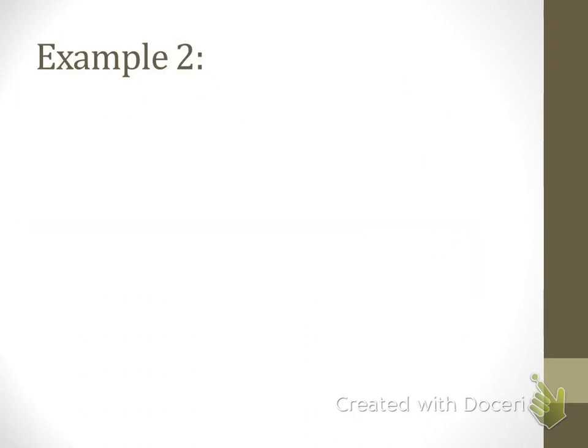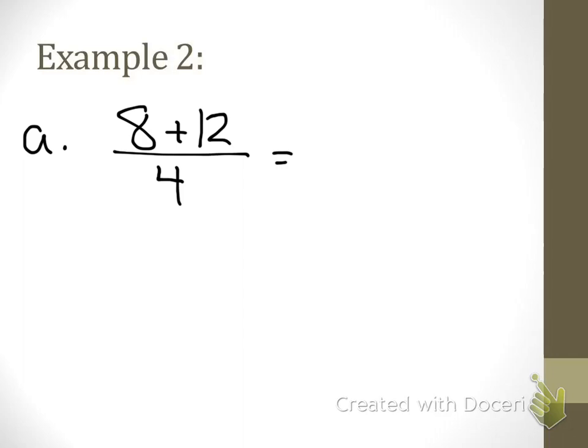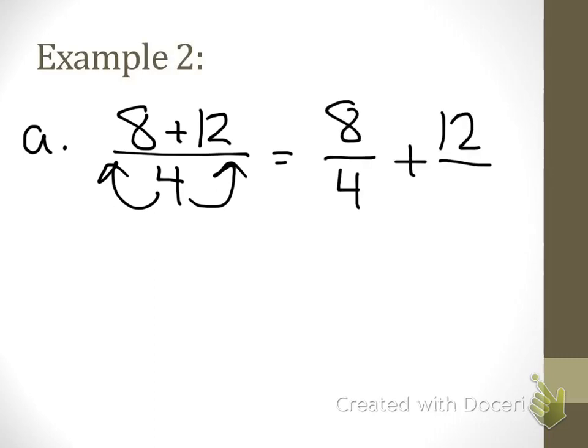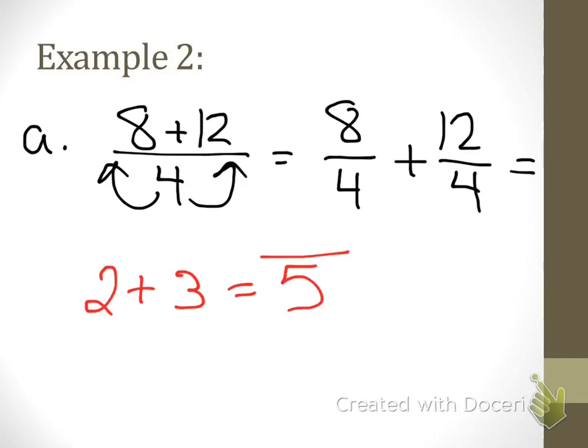Now, in example 2, we're simplifying a few of these. We have 8 plus 12 divided by 4. Now, the first step that I want to see on your homework is that you break up this fraction into two separate fractions. So you take this same denominator, but now you're going to break it up into each part of this fraction. So you have 8 over 4 plus 12 over 4. Well, 8 divided by 4 is 2, and 12 divided by 4 is 3, so 2 plus 3 is 5, and that would be your answer.